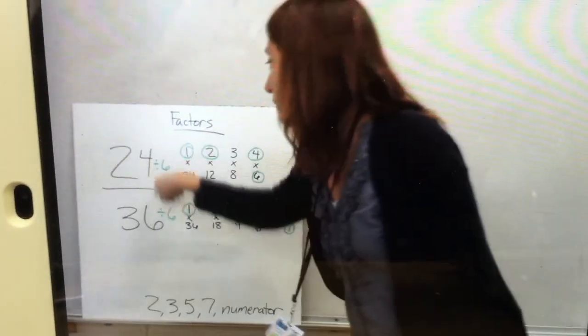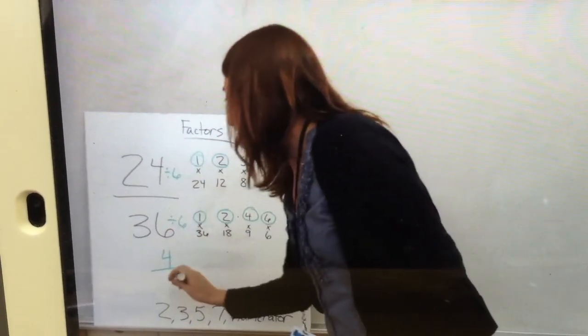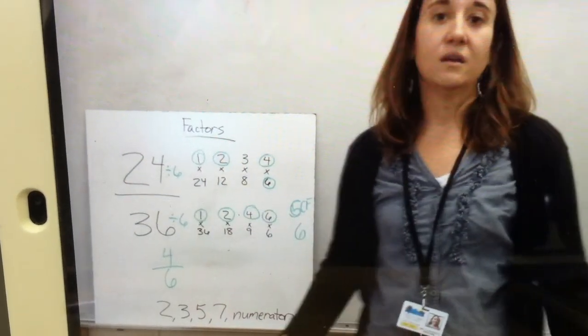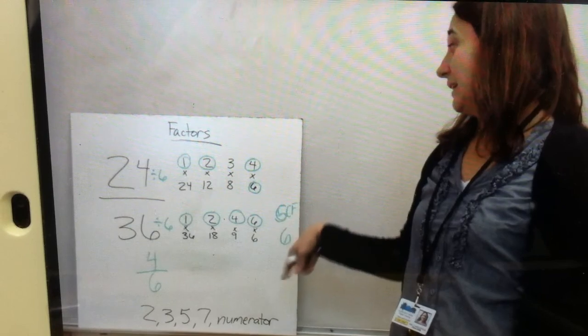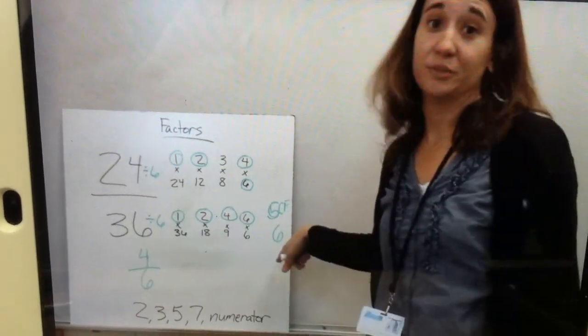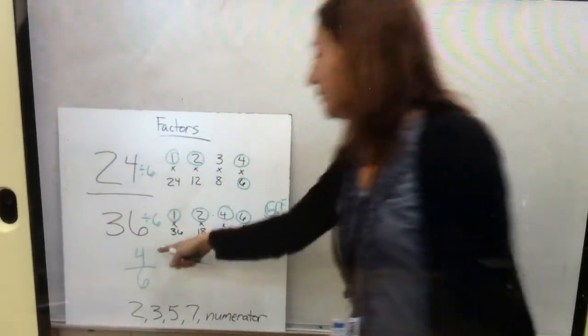So I divide this, 24 divided by 6, I say is 4. 36 divided by 6 is 6. And I think, okay, yes, I got my answer. But I missed one of my factors. And so my greatest common factor shouldn't be 6, it should actually be 12. But I missed that, so I ended up with 4 over 6.